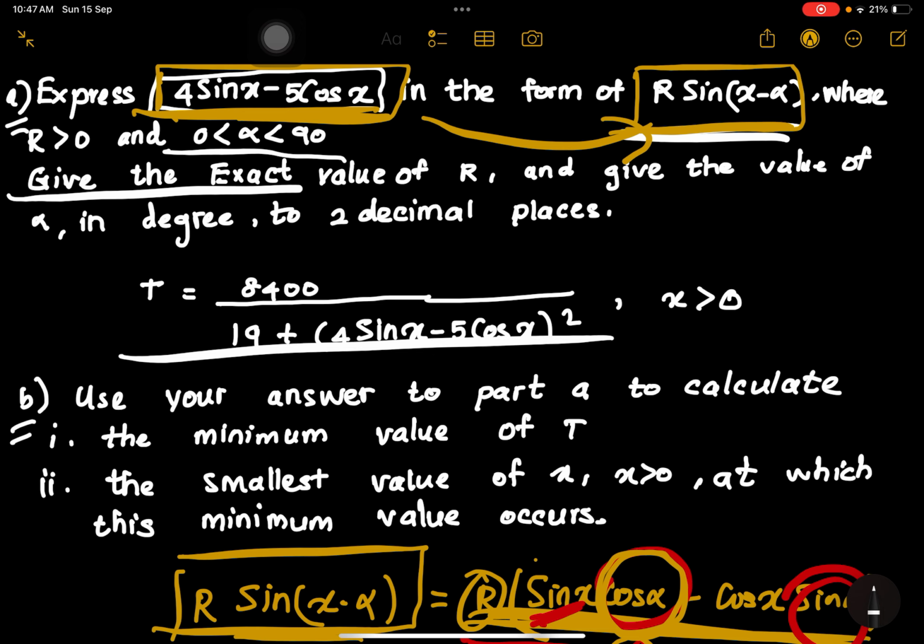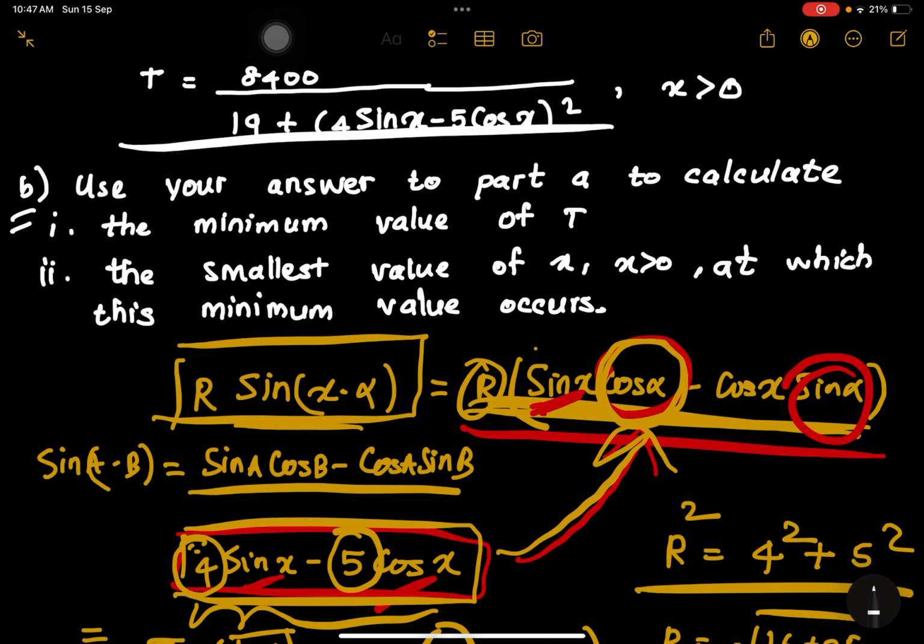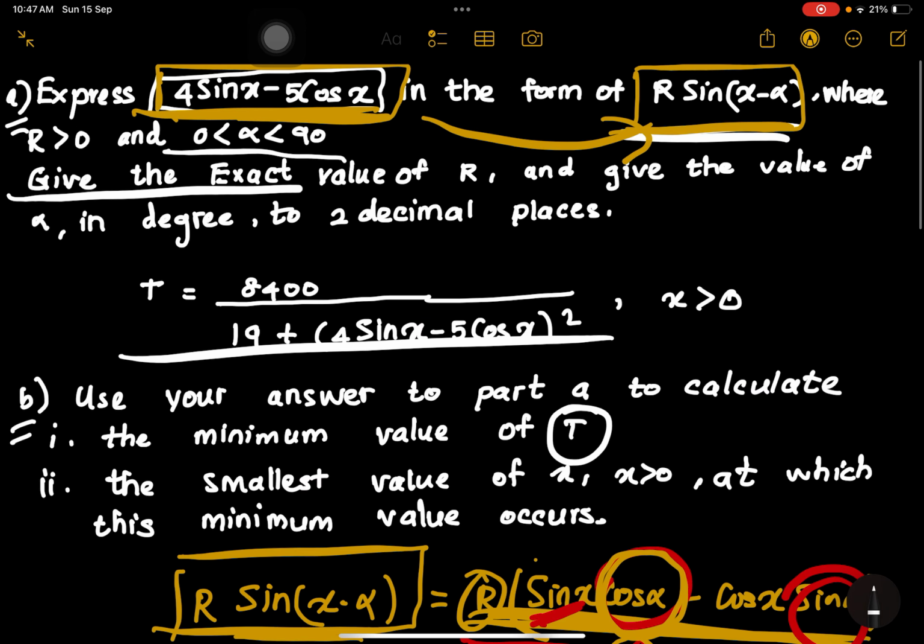And t is equal to 8400 over (19 plus 4 sin x minus 5 cos x) whole squared. Here x is greater than 0. For the B part, use your answer to part A to calculate the minimum value of t. So we have to find the t minimum. This is the equation for t. We are going to use what we proved in part A in part B to find the minimum value of t. That is what they are expecting from us.